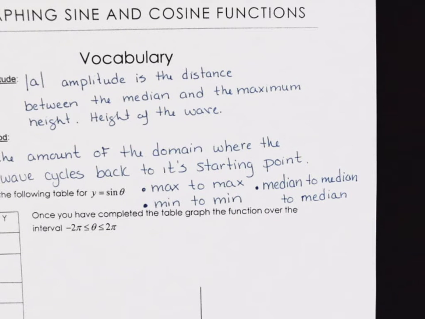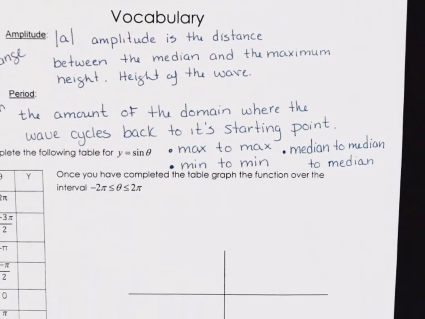You guys are like, lady, I don't know what you're talking about, and I promise this will get easier as we actually graph it. And we'll talk about some features of the graph as we go along. So when we talk about period, we're talking about our domain. We're talking about amplitude, we're talking about our range of the graph.